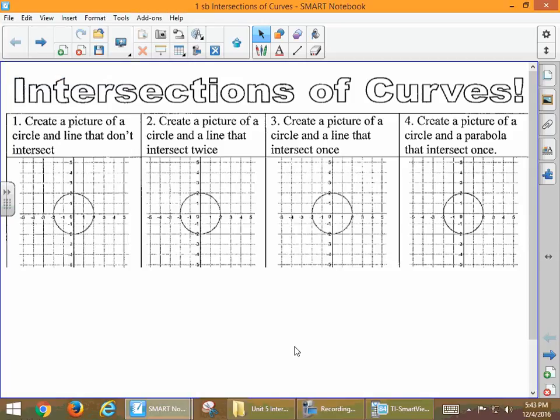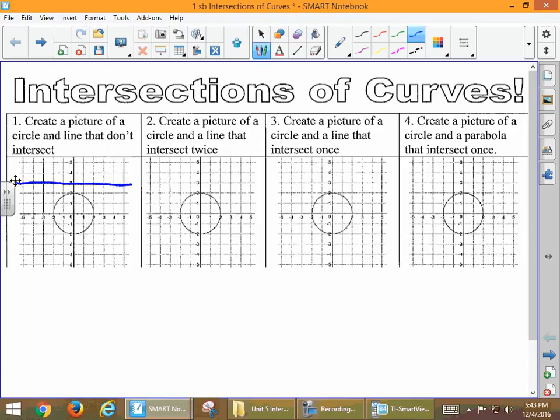Today we're going to talk about intersections of curves. And so just to look at a couple of pictures here to get in our mind what we're going to be actually solving algebraically in the back. It says create a picture of a circle and a line that don't intersect. So your line doesn't have to be the same as my line. We just need to draw a line somewhere on here where it's not going to touch our circle.